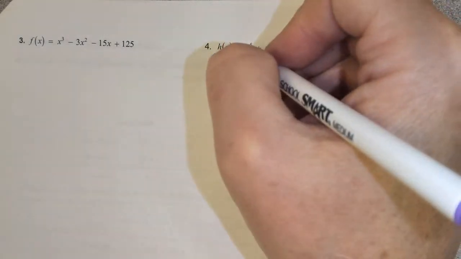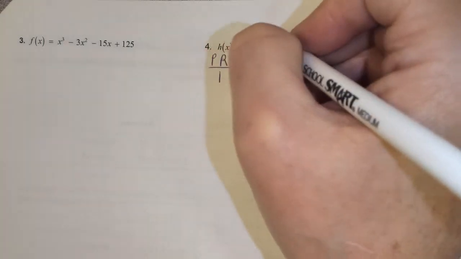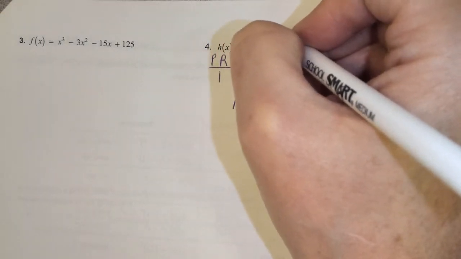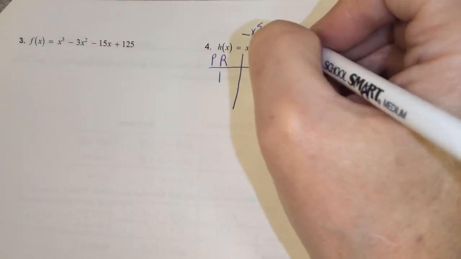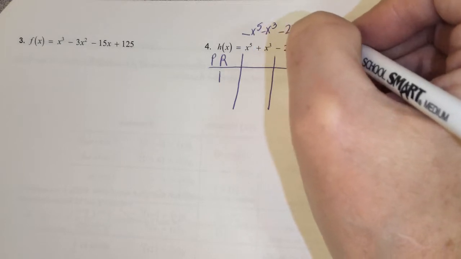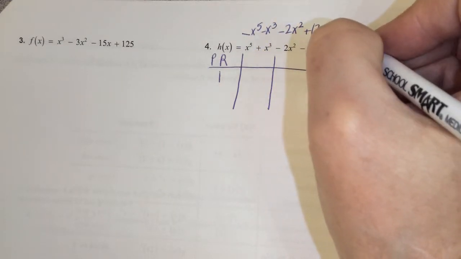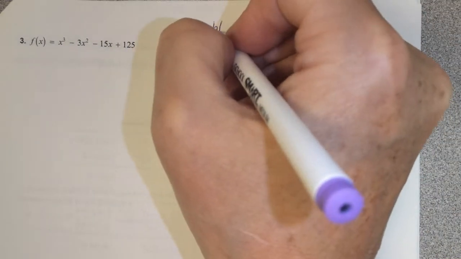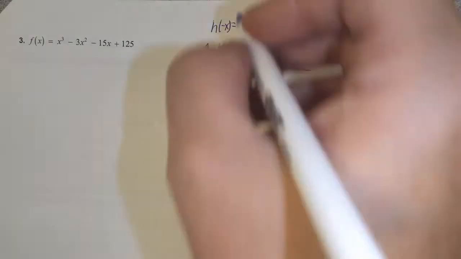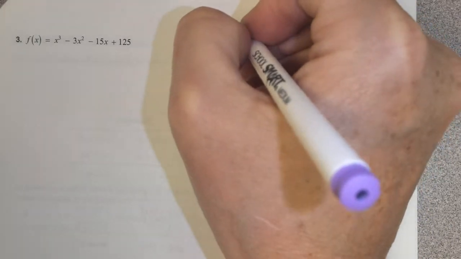Okay, now I'm going to plug in a negative. That would make this negative x to the 5th. This would be negative x to the 3rd. That would still be negative 2x squared. That would be negative times negative positive, and that would stay negative. That's what I get when I do h of negative x. You can do that slower if you need to. This is negative.